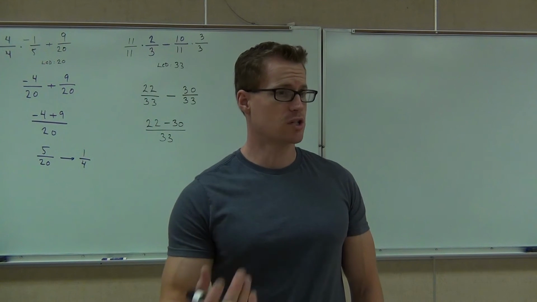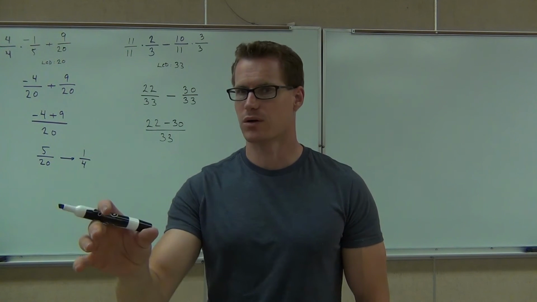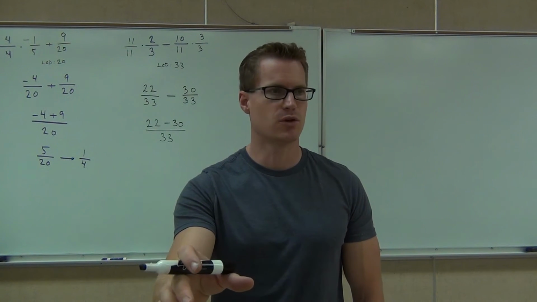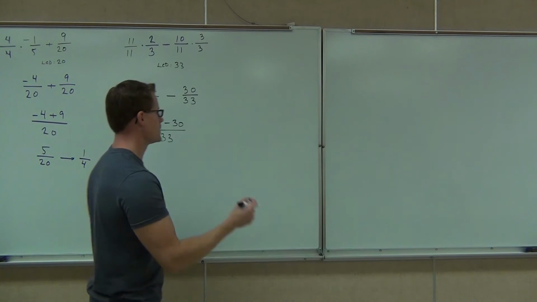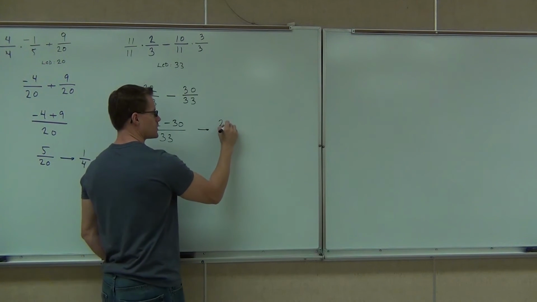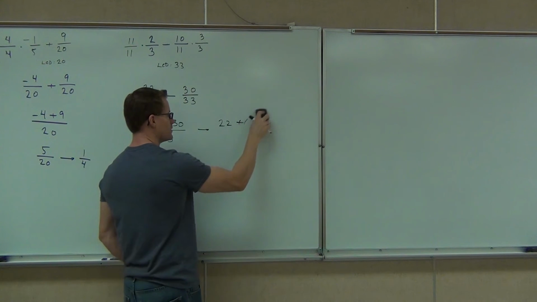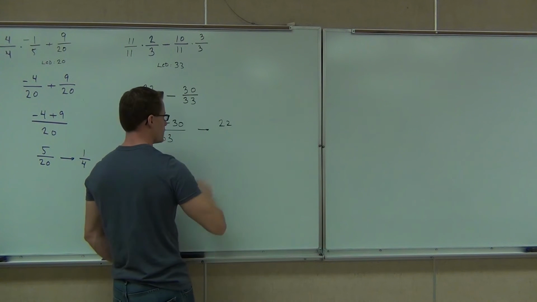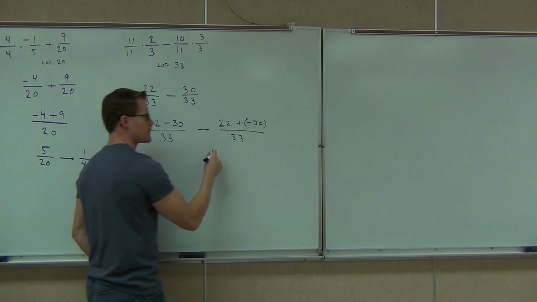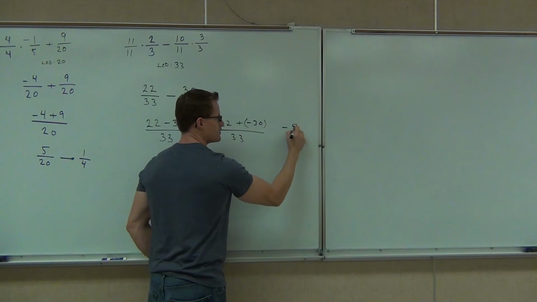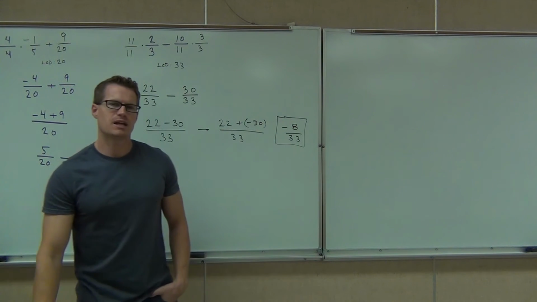Yeah, remember that you could use addition rule here, right? Change that into plus and negative. If you want to show that, that's fine. If you don't want to show that, that's okay too. If you can do 22 minus 30 at this point and get negative 8, that's fine with me. For those of you who need that, you could do 22 plus negative 30 over 33. Then you would get the negative 8 over 33. Hey, can you simplify negative 8 over 33?